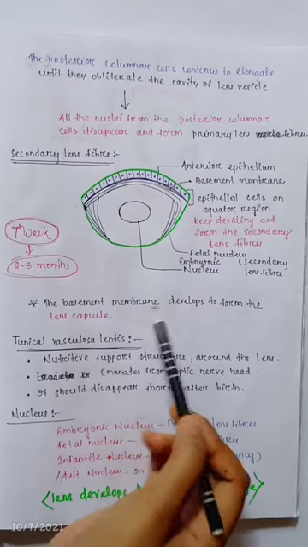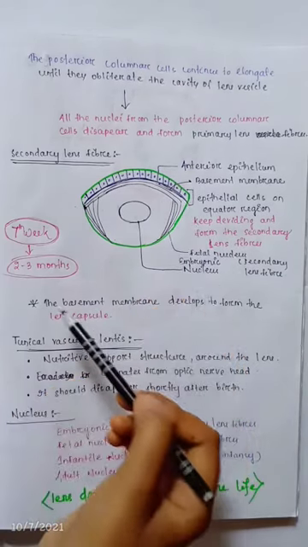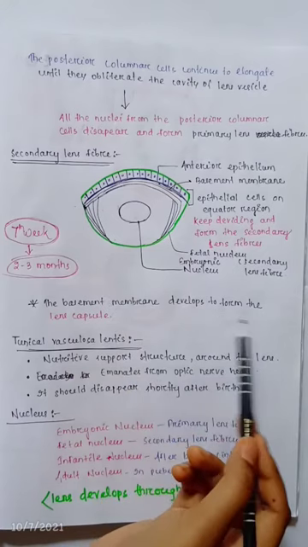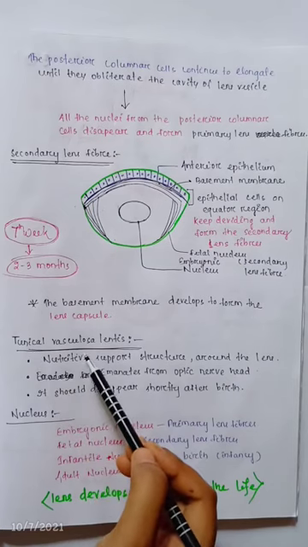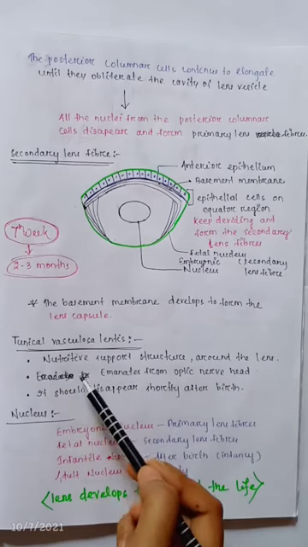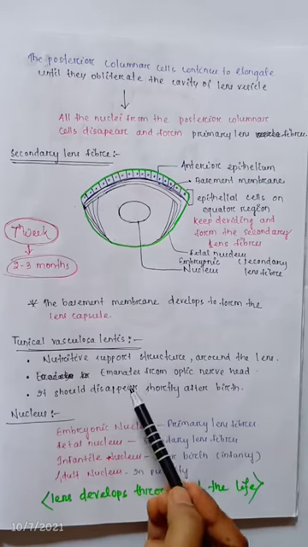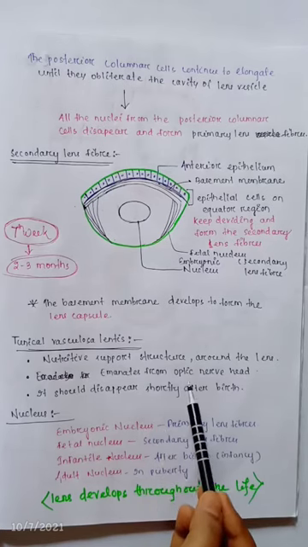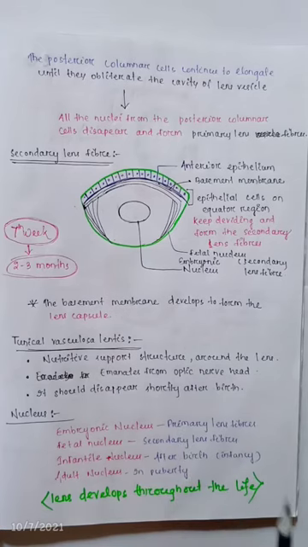And the basement membrane, as we can see here, develops to form the lens capsule. And here also the tunica vasculosa lentis, it is the nutritive support structure around the lens, and it emanates from the optic nerve head. It should disappear shortly after birth.